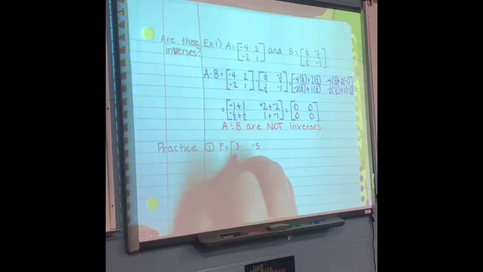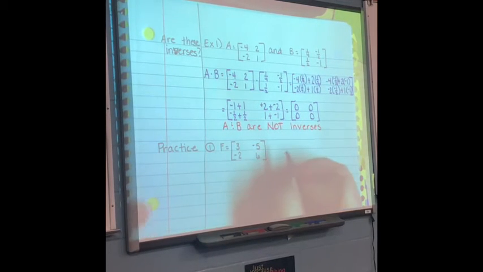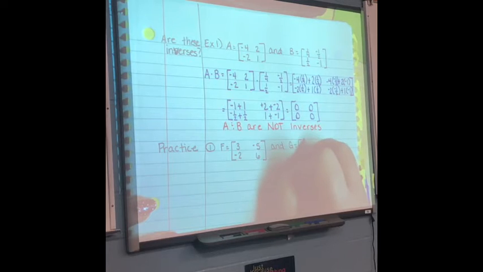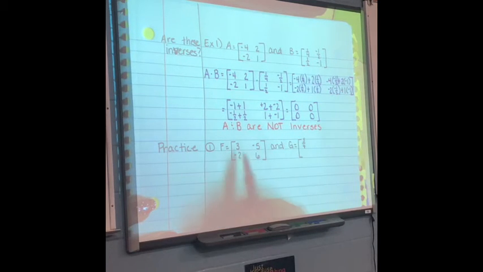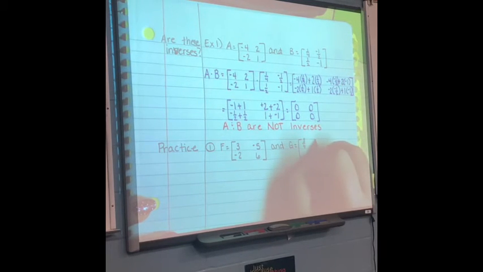All right, you guys try this one. See if you can determine if they are inverses or not. So I've got 3, negative 5, negative 2, and 6. And then I've got 3/4, 5/8, 1/4, and 3/8.